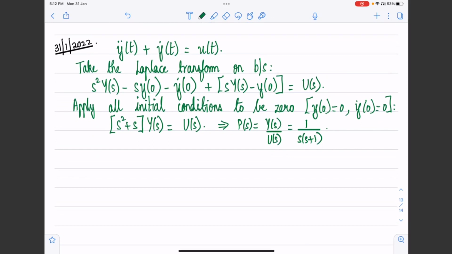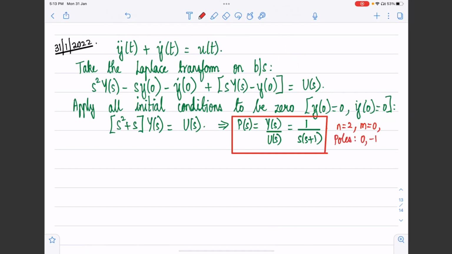Now, given that, we can immediately connect it to what we have been looking at till now. If we look at this transfer function for this system, we can immediately observe that the value of n, which is the degree of the denominator polynomial, is going to be equal to 2. The value of m is going to be equal to 0. And if you look at the poles, there are two poles. The poles are at 0 and -1. And there are no zeros, right? So we write the number of zeros as nil. That's what we have as far as this particular system transfer function is concerned.